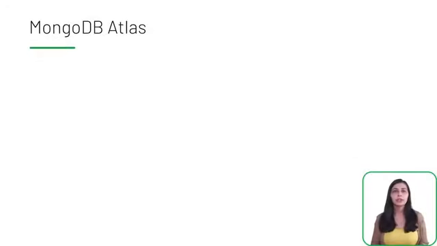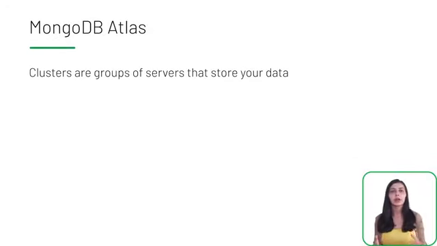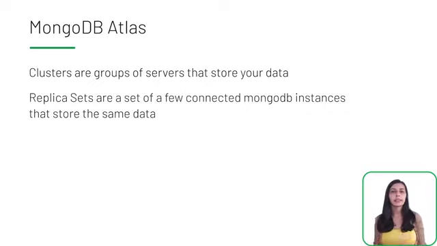In this lesson, we introduced terms like clusters, which are a group of servers that store your data, and replica sets, which are a set of a few connected MongoDB instances that store the same data. We also discussed what MongoDB Atlas is and how it will be used in this course.